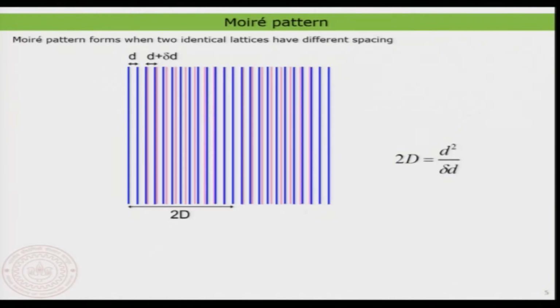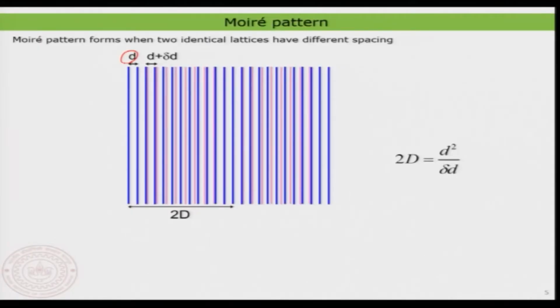Now let us look at a few more examples. Here, for example, is the same type of lattice, where I have taken one lattice, and the other lattice that I'm going to put on top, I'm keeping at the same orientation, but I have made the lattice a little bit larger compared to the original one. D is the original lattice spacing, and the new lattice I'm putting on top has slightly larger lattice parameters between the adjacent lines.